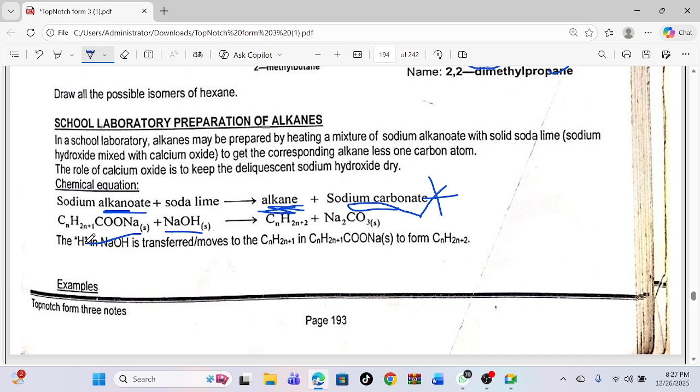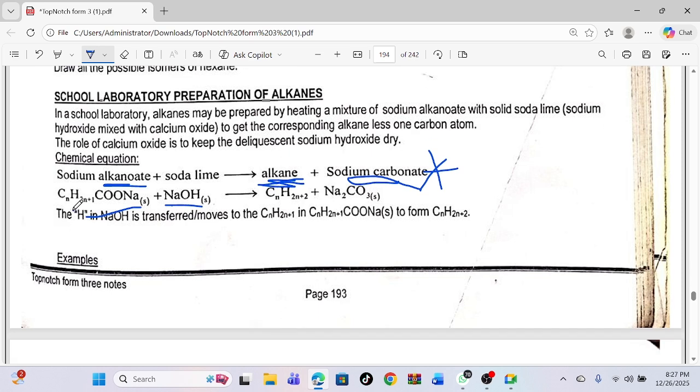That's number one. Number two is this C. That's the second rule ambayo unafaa ujue. The first rule I said sodium carbonate itakuwa constant. The second rule I said you will take always ile element ile compound iko nyuma yake. So if I want to prepare methane, I will take sodium ethanoate. If I want to prepare ethane, I will take sodium propanoate. That's the second rule.